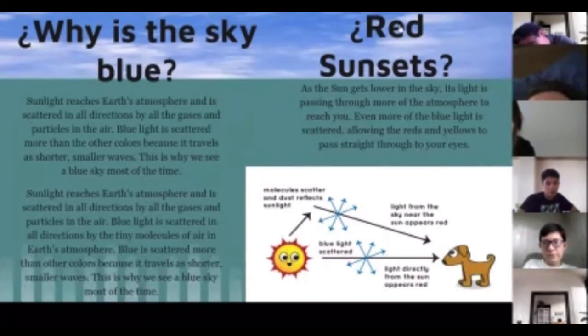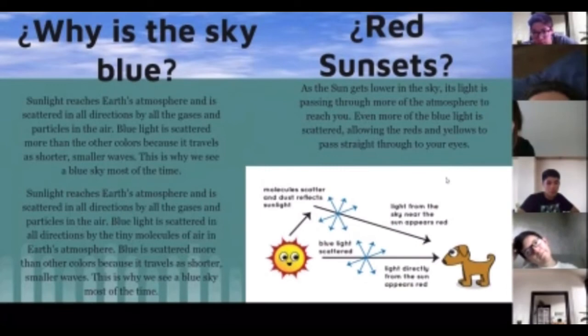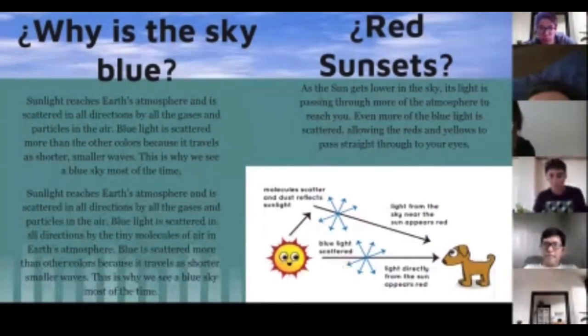Now, the red sunset. The lower the sun is in the sky, the more its light has to penetrate the atmosphere to reach your location. More blue light is diffused, allowing the reds and yellows to hit your eyes directly.